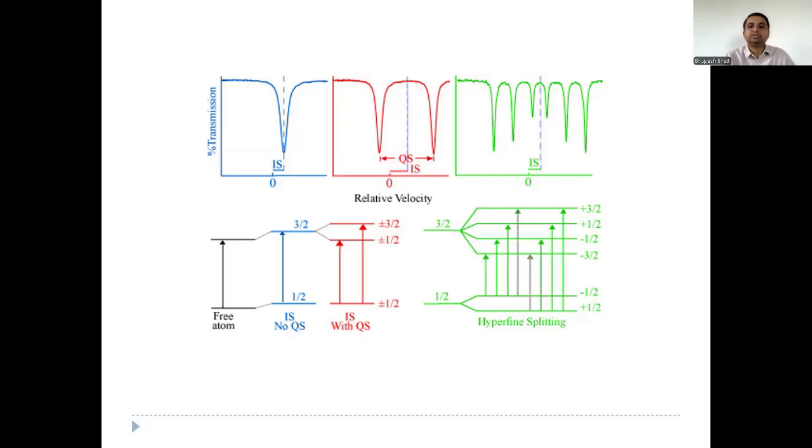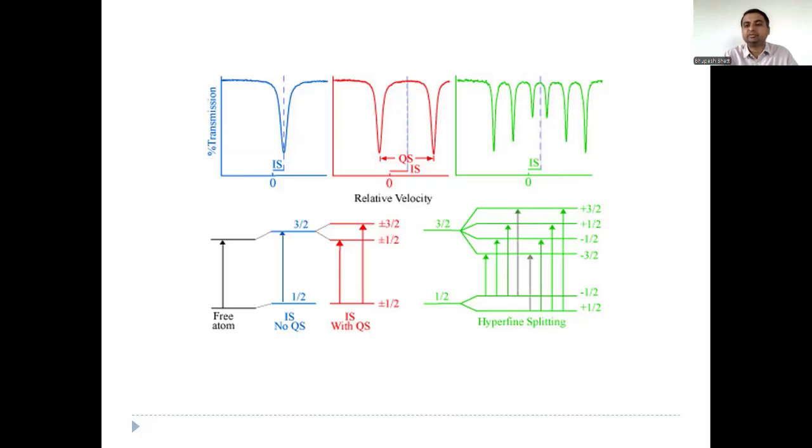We may have the signal split into 6 different signals. So this is hyperfine splitting, this is quadrupole splitting, and this is isomer shift. So in this way, we can judge the environment of any material, okay, based on studying the 57Fe.